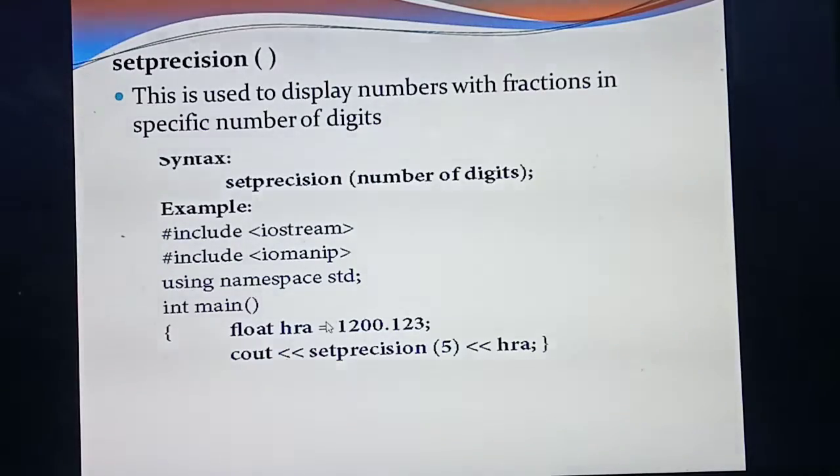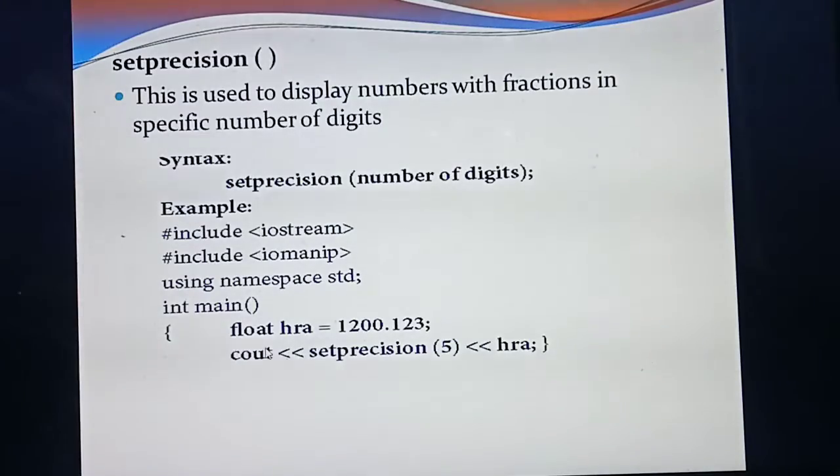Listen here. You have already studied that setprecision is mainly used to display numbers with fractions, that means decimal point numbers. So mainly we are going to apply this setprecision to which numbers? Float numbers or fractional numbers. For point numbers, which data type should you mention? Point numbers always need the data type float.